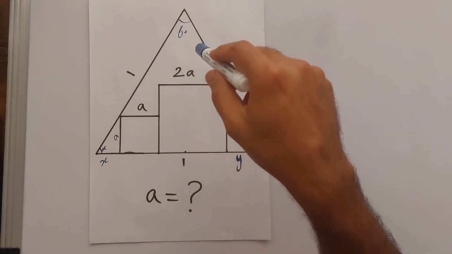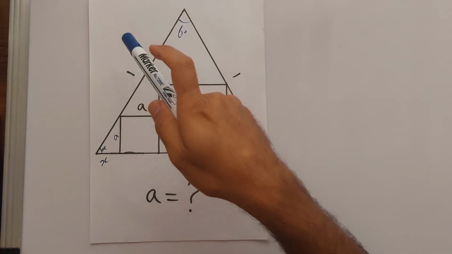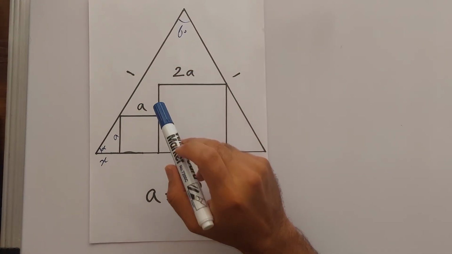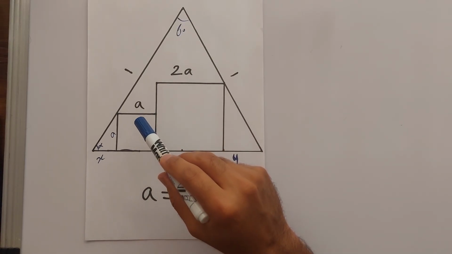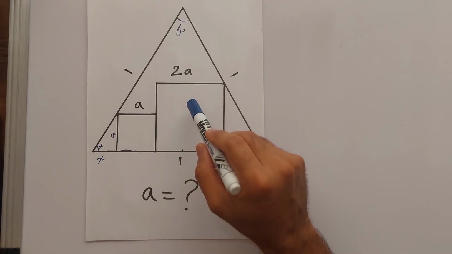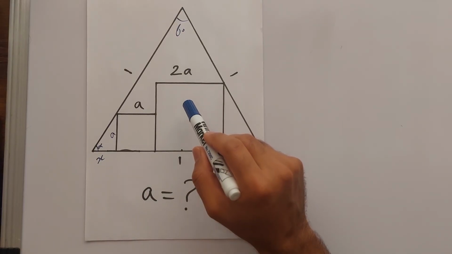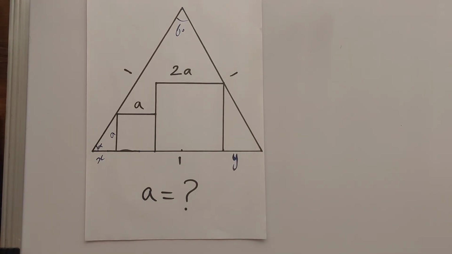We have an equilateral triangle with a side length of A. We have a square inside and another square inside. So one is a square with a side length of A, another is a square with a side length of 2A. So what is the value of A?